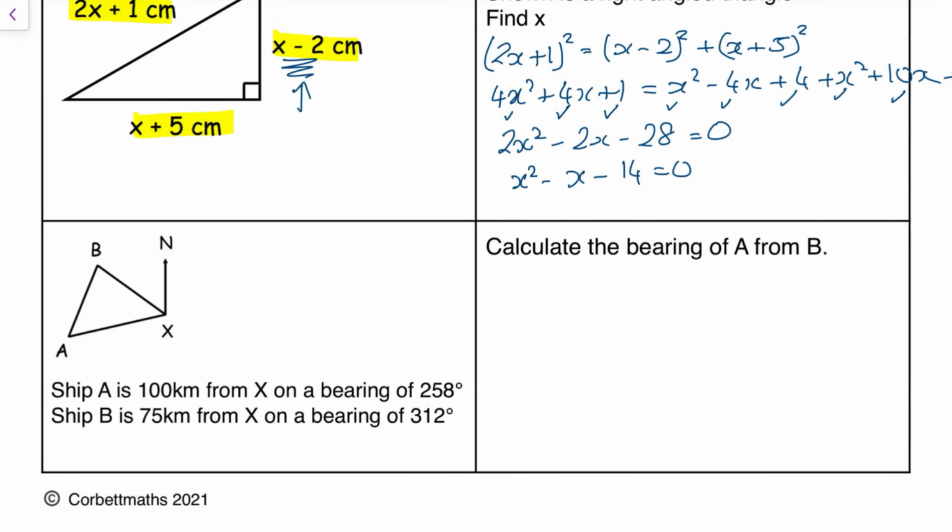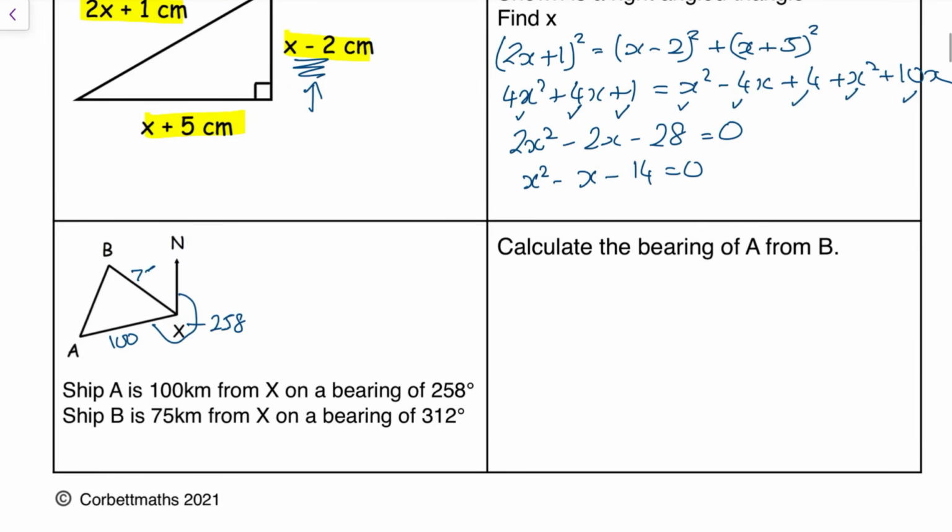Next question, bearings, great. Right, ship A, this is a horrible little diagram, isn't it? So ship A is 100 kilometers on a bearing of 258. Right, so let's read that again carefully. Ship A is 100 kilometers from X, so this is 100, on a bearing of 258. So this is 258. Ship B is 75 kilometers from X, so we're both going from X, on a bearing of 312.